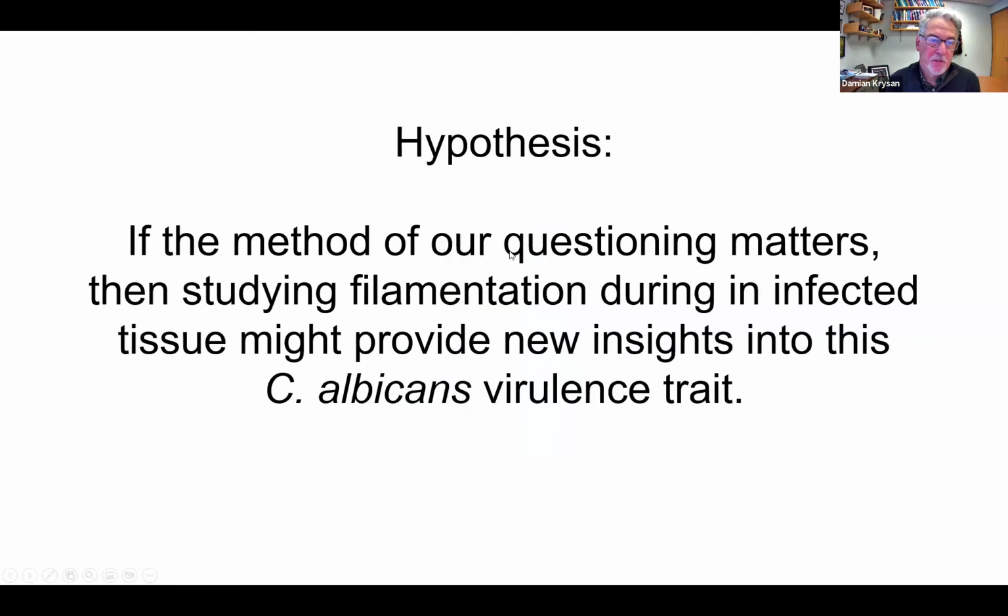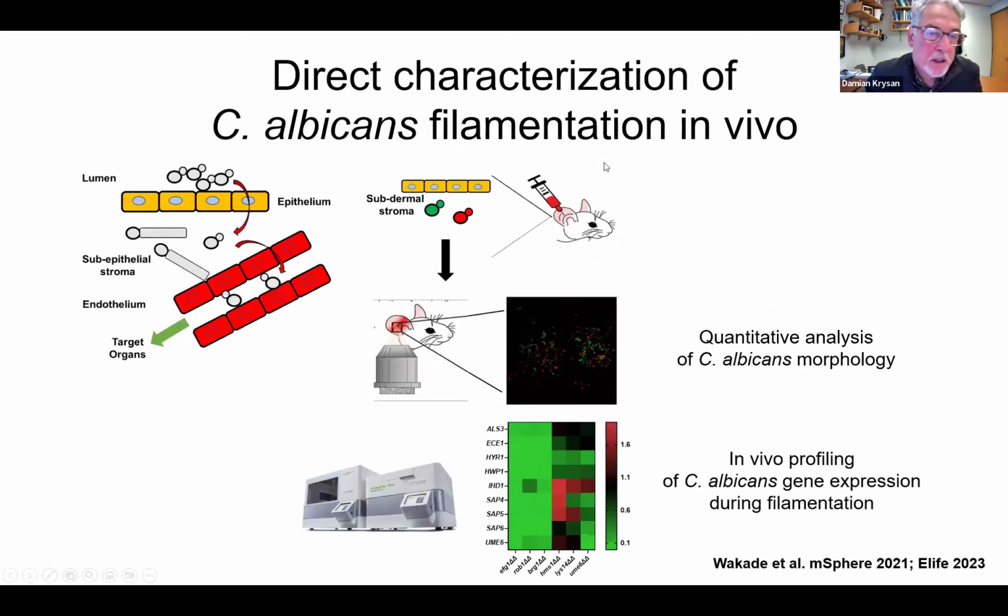And so our hypothesis for this work was that if the method of our questioning matters, to go along with Heisenberg, then studying filamentation in infected tissue might provide new insights into this really important Candida albicans virulence trait. This is what we've been working on for a number of years now. And the model we have developed to study in vivo filamentation is as follows.